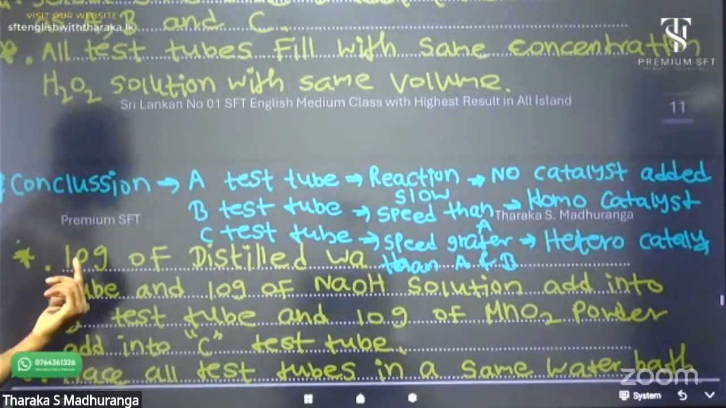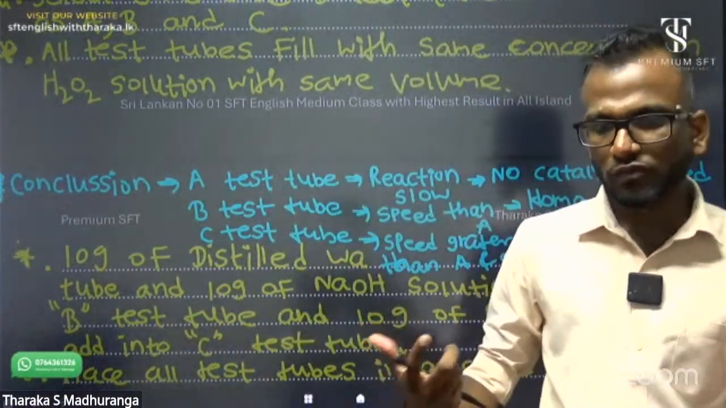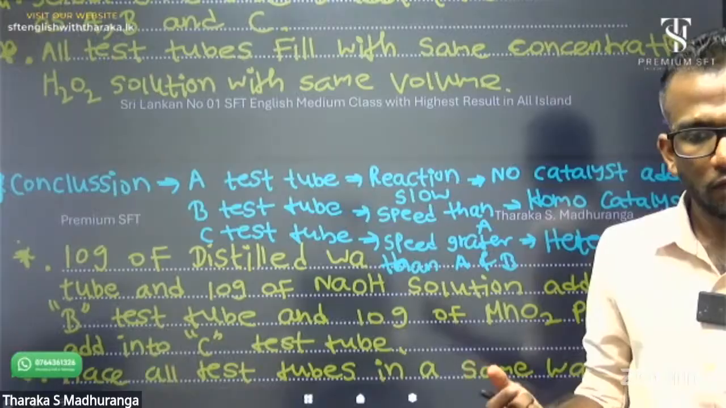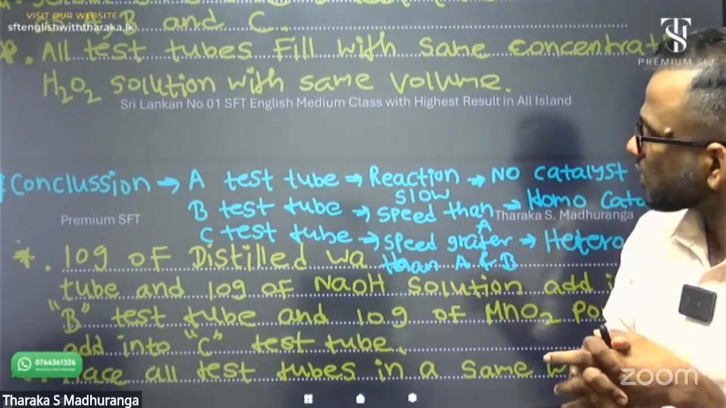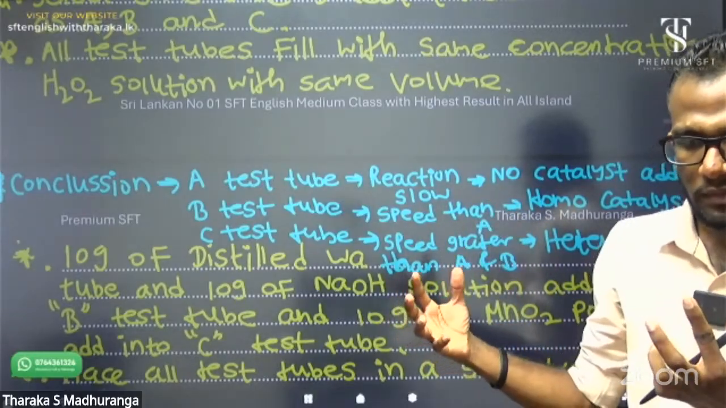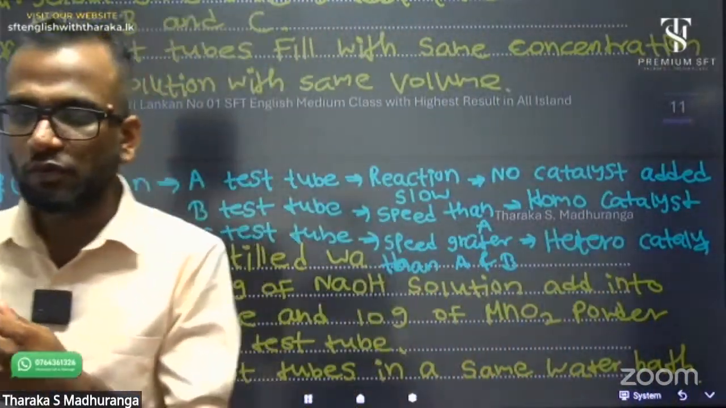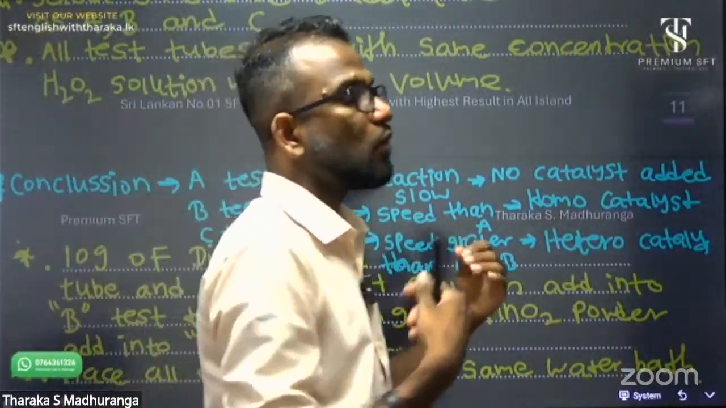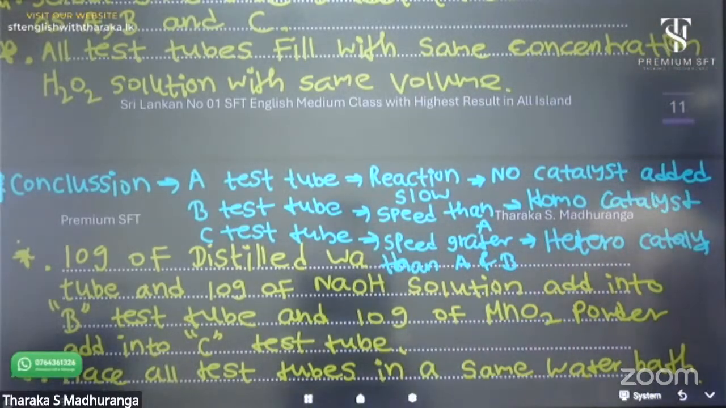Are you clear? In the A test tube, it is very slow. The reason is no catalyst was used; water is not a catalyst. Therefore, it's very slow. In the B test tube, its speed is greater than the A test tube. The reason is it used a homogeneous catalyst. If you use a heterogeneous catalyst, the speed is greater than all the test tubes.